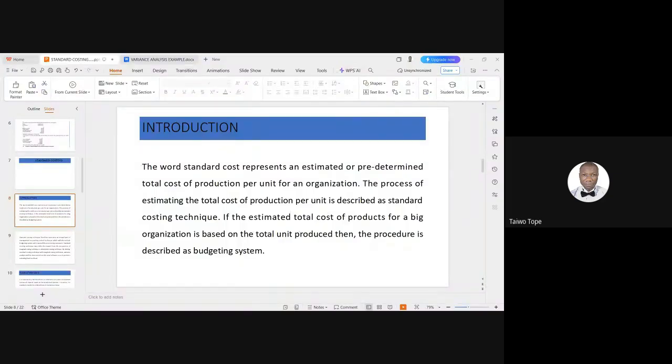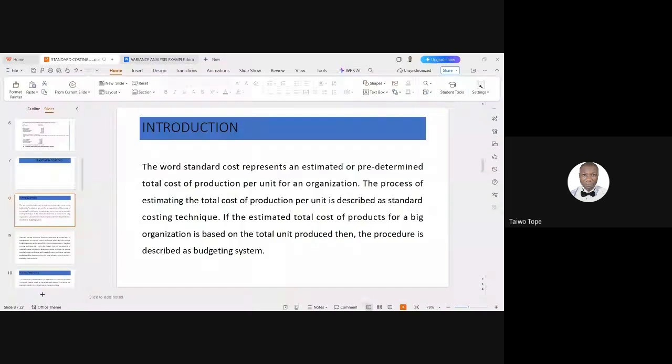So the process of estimating the total cost of production per unit is described as what? Standard costing technique. So if the estimated total cost of product for a big organization is based on the total units produced, then the procedure is described as what? Budgeting system. So the budget is for overall the total units produced, while standard cost is just for a unit produced.